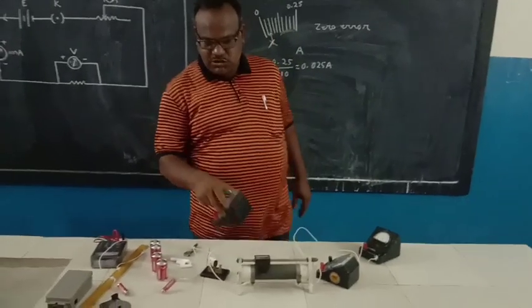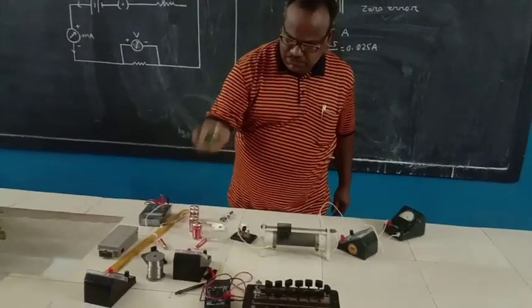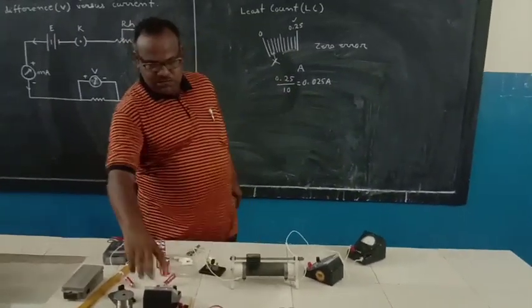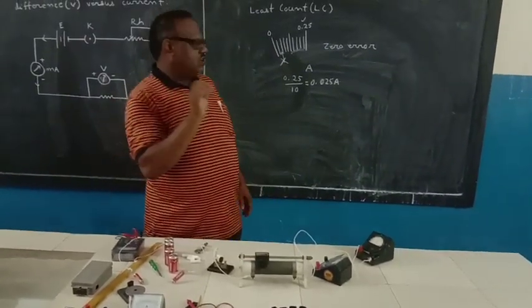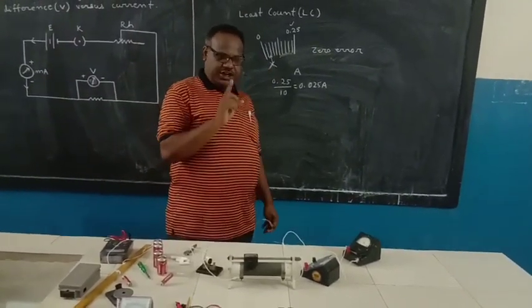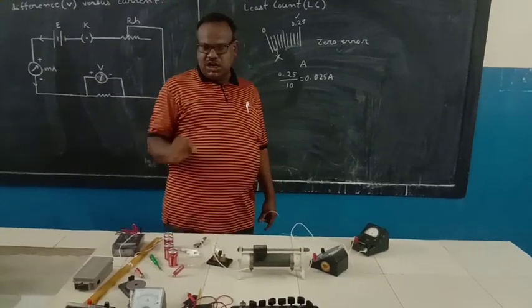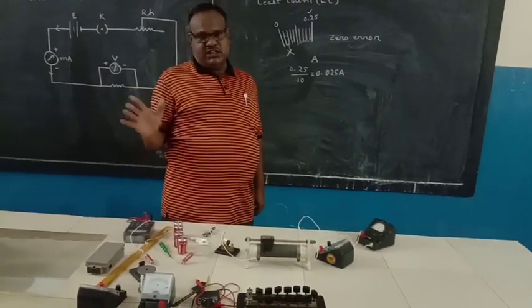So first, when you take any type of instrument, first you measure and see whether there is zero error or not, correct it, find the least count, find the range.